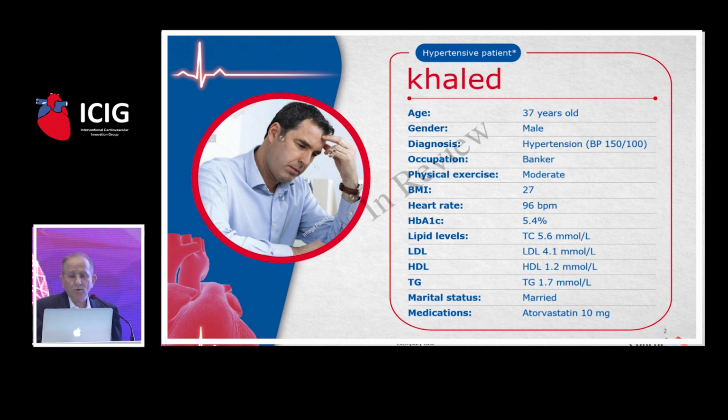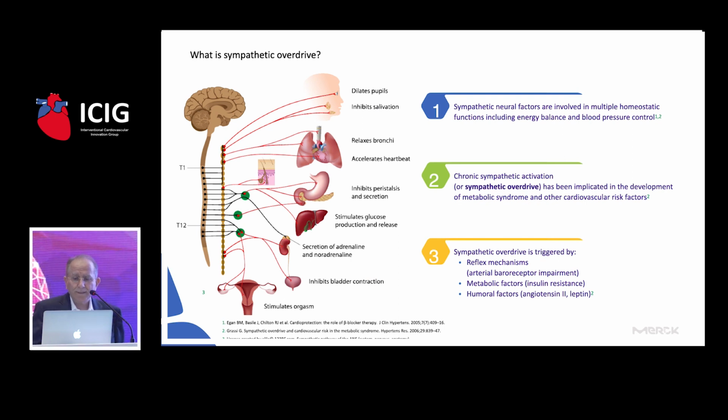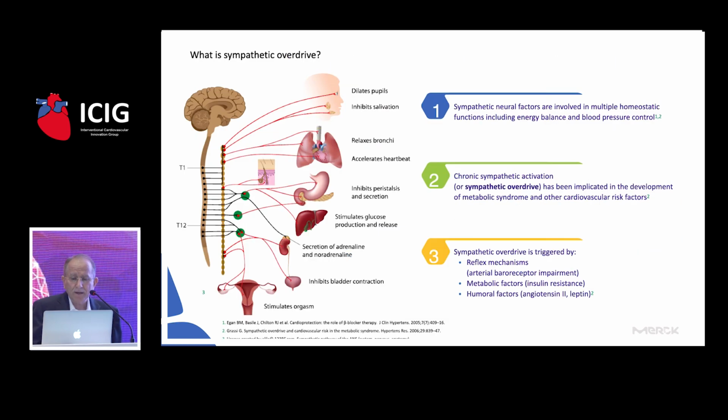Now, what is sympathetic overdrive? Sympathetic neural factors are involved in multiple homeostatic functions, including energy balance and blood pressure control. Chronic sympathetic activation or sympathetic overdrive has been implicated in the development of metabolic syndrome and other cardiovascular risk factors. Sympathetic overdrive is triggered by a reflex mechanism, that is arterial baroreceptor impairment, as well as metabolic factors, that is insulin resistance, and humoral factors including angiotensin 2 and leptin.